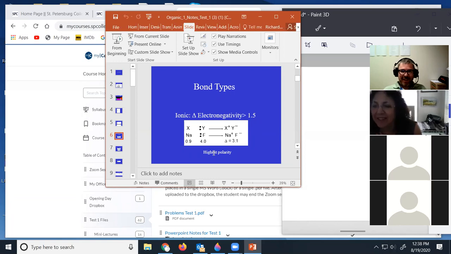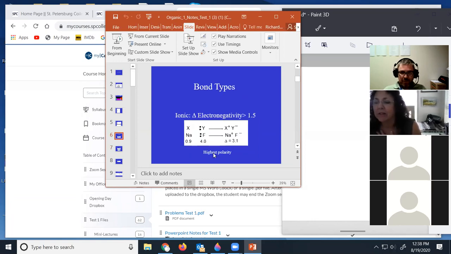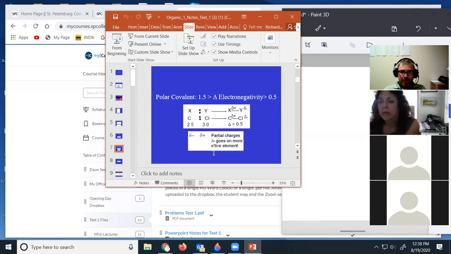All right, let's take a look at the other couple of examples here. This one is polar covalent. Take a look at the difference between the two. Do you see where the electrons are? They're not that close to the Y, but they're still closer to the Y than they are to the X, but they're in the middle. Now look at the difference between the two. We've got 2.5 and we've got 3. The difference is 0.5.